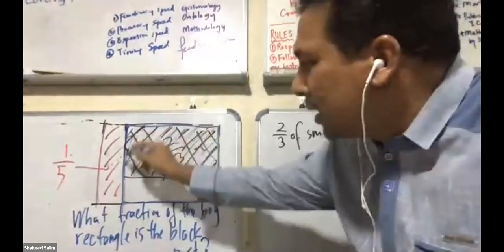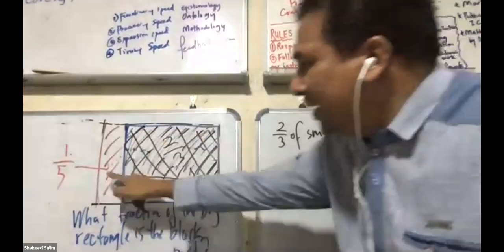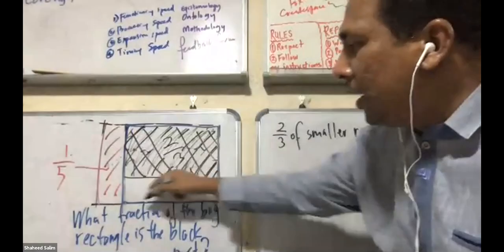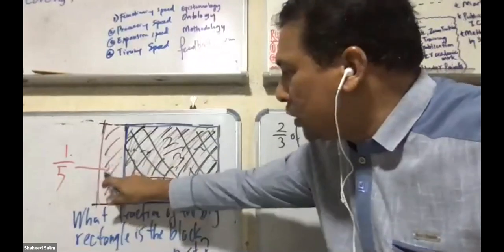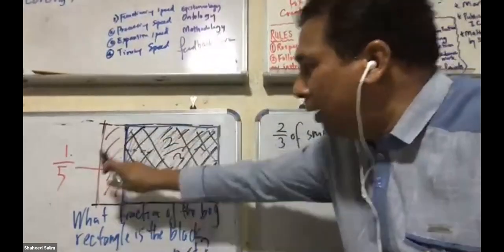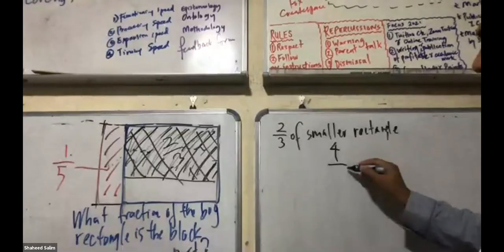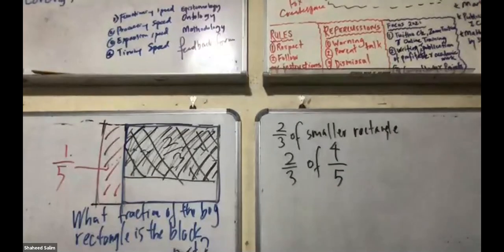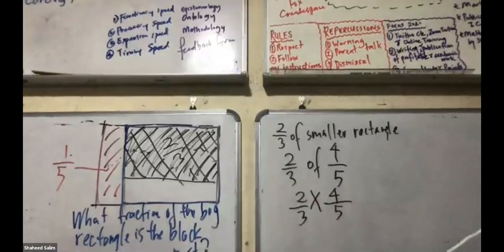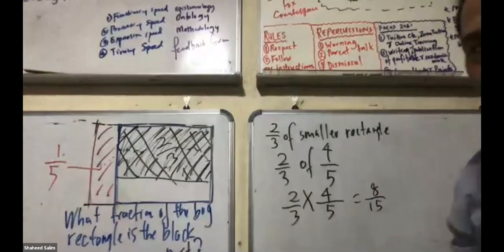Okay, what is the fraction of the smaller rectangle? If this is 1/5, the rest must be, Sophia? This is 1/5, so down here must be 4/5. So down here they say 2/3 of 4/5. You change of to times. 2/3 times 4/5, what do you get? 8/15. Yes, well done.